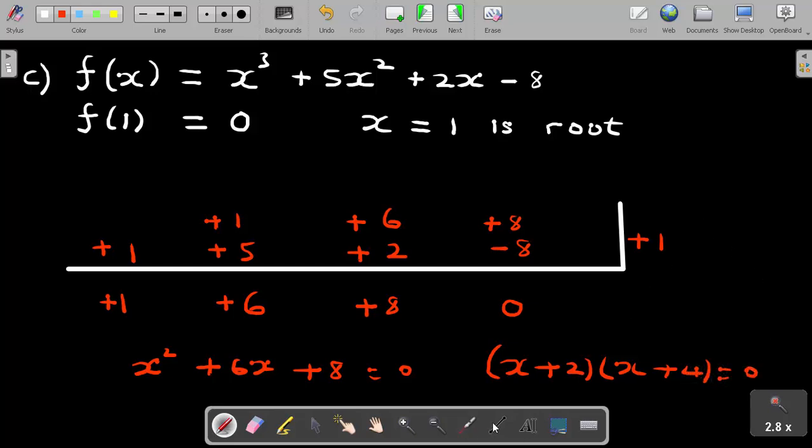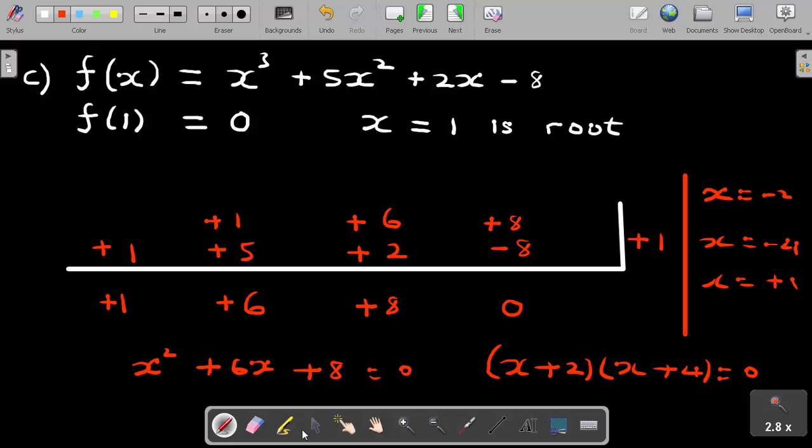I have x equals to what? From here, x equals negative 2, or x equals negative 4, or the first one, which was x equals positive 1. So these are my roots here. I hope we are together.